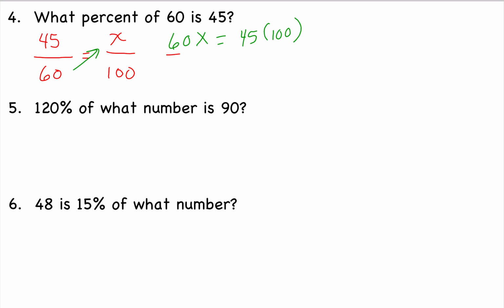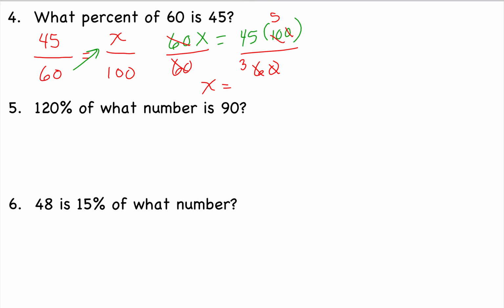To get x alone, we're going to divide by 60 on both sides. These cancel, and x is equal to, okay, we can divide by 10, right, and get rid of a 0. 60 divided by 10 is 6. 100 divided by 10 is 10. And what else can we do? Let's divide by 2 and get a 3 here. Divide by 2 and get a 5 here. And then 3 goes into 45.